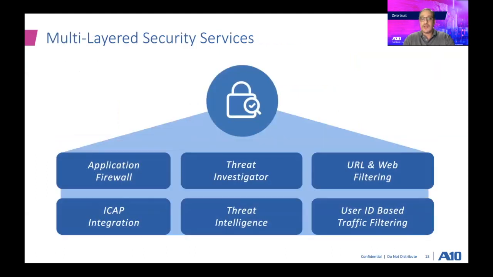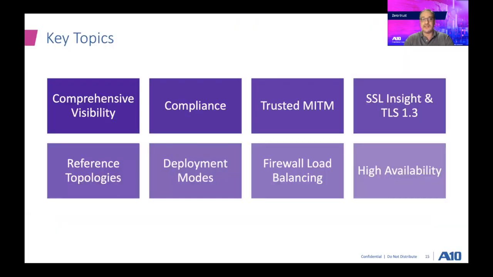The solution from A10 is not limited to decryption and encryption, but also we can do on-demand application firewalling, where we can understand the application nature with or without decrypting it, and we can take action on this basis. Threat investigators, URL and web filtering, ICAP integration, threat intelligence, and user ID. We're going to talk about them in the coming slides in some detail.